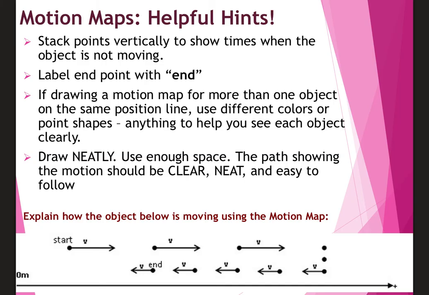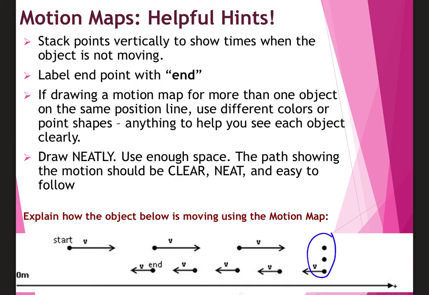Now, motion might get a little more complicated. For example, maybe an object sits still for a few seconds, and maybe it reverses directions and different things like that. Typically, if an object sits still, we stack points vertically to show that the object isn't moving, because essentially it's at the same position for several seconds. And you can see that kind of right here at the bottom.